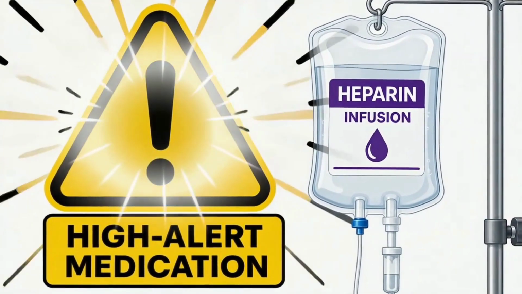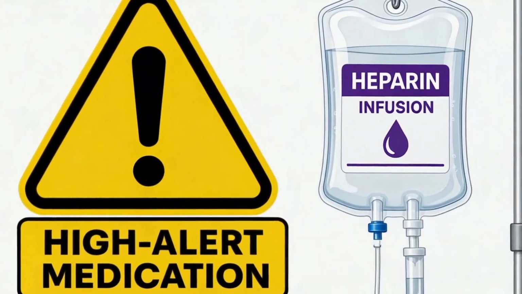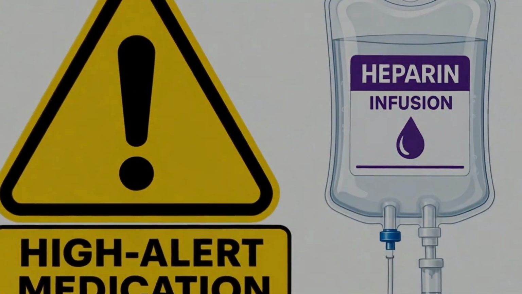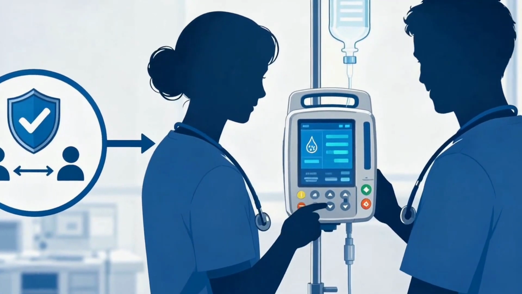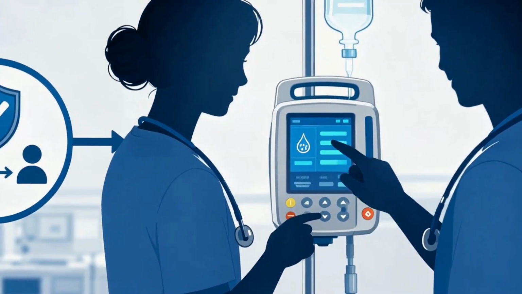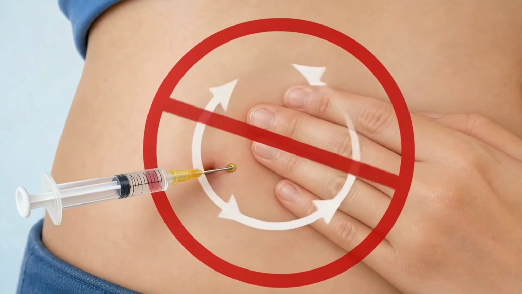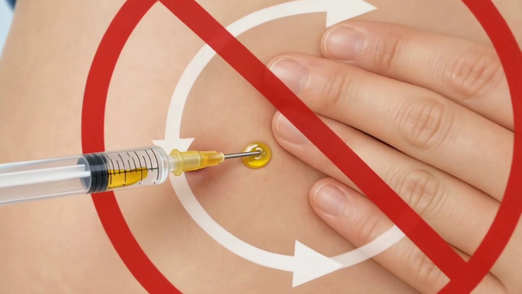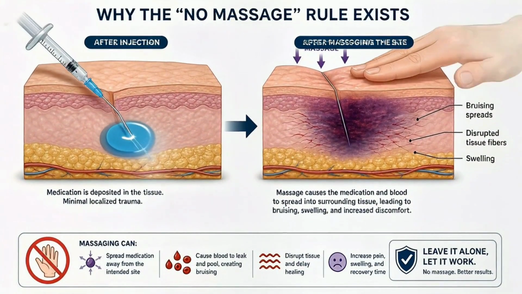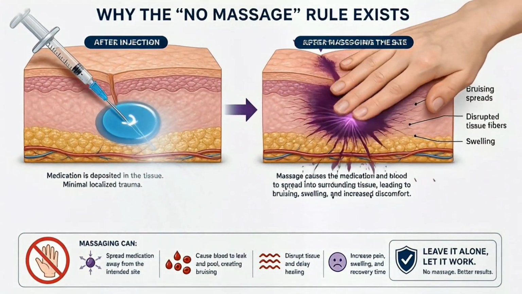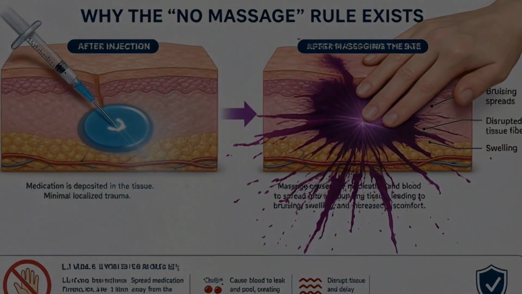Heparin is classified as a high-alert medication, meaning any administration error can have severe consequences for the patient. Nurses should always perform a double check of dosages and infusion pump settings with another qualified colleague. Another important safety point is to never massage the site after a subcutaneous heparin injection. Massaging the injection site can cause local tissue trauma and significantly increase the risk of painful bruising.